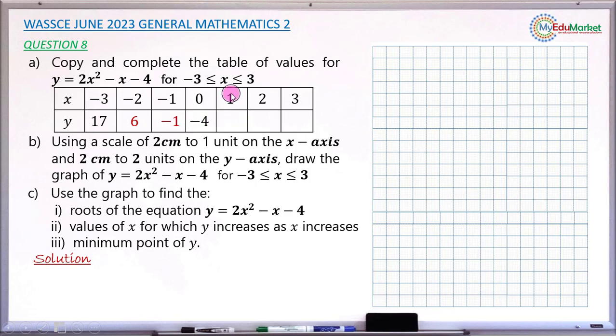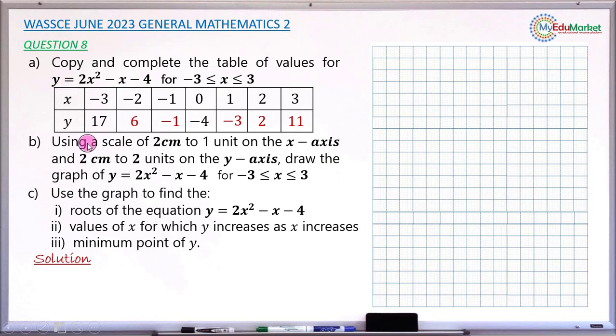Next is when x is 1, what will be y here? Replacing x by 1, you're going to have 1 squared, which is 1, times 2, which gives you 2. Then minus 1, 2 minus 1 gives you 1. Then 1 minus 4, the end result is going to be minus 3. I also did the same to find y when x is 2. If you substitute correctly and simplify when x is 2, you now have y as 11. Our table is now complete, so we have answered question A.